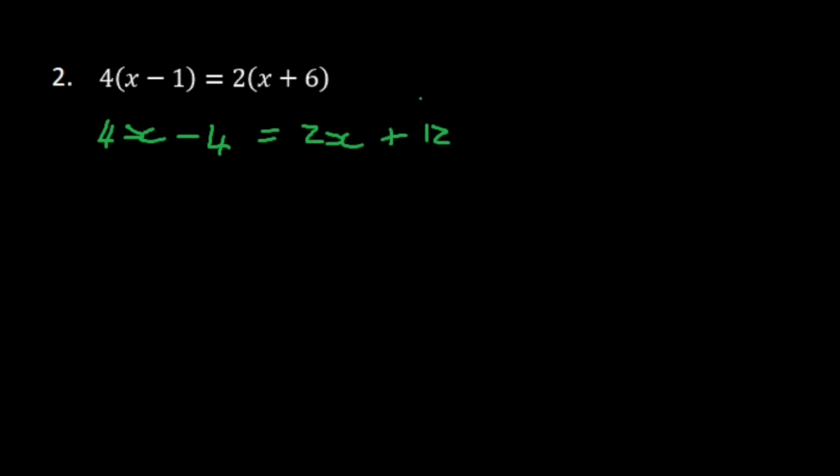Now the next step is sorting out variables and constants, taking them to which side you would like. The convention: the variables on the left-hand side and the constants on the right-hand side. So remember, there's an invisible plus here. So when it goes over, it will become a minus 2x. The same thing will happen with the minus 4. When it goes over, it will become plus 4.